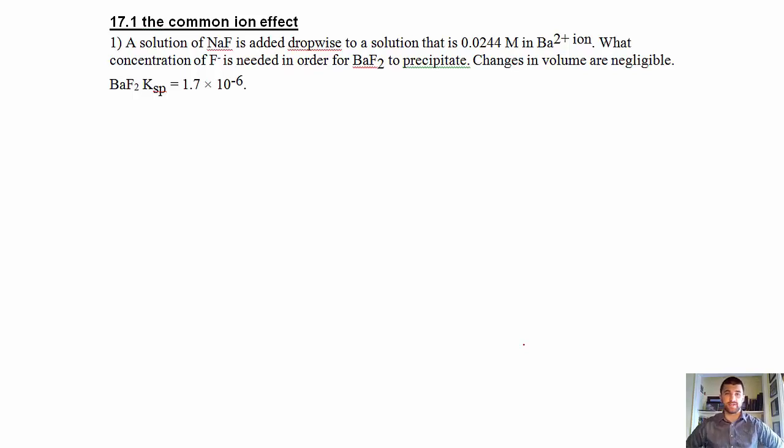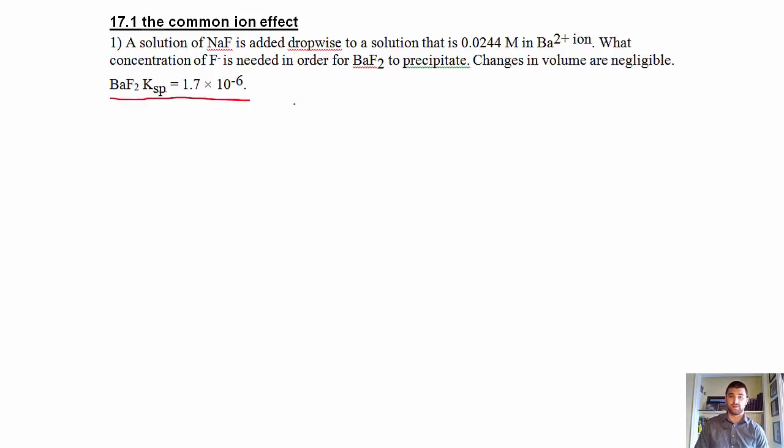Mr. Johnny here again, looking at 17.1, the common ion effect. All right, so we got a problem here. It says a solution of NaF is added dropwise to a solution that is 0.0244 molar in Ba²⁺ ion. What concentration of F⁻ ion is needed in order for BaF₂ to precipitate? Changes in volume are negligible, and they give you the Ksp for BaF₂ right here.